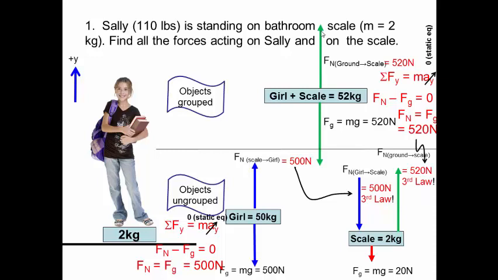And we can use the third law from up above. This is the action-reaction pair from up above. This 520 newton force actually matches the 520 newton downward force of the girl and the scale up above. So our action-reaction pair is actually here and here for that particular example.